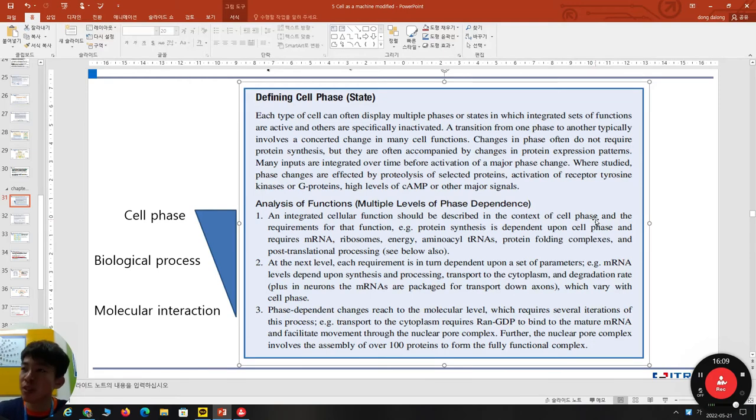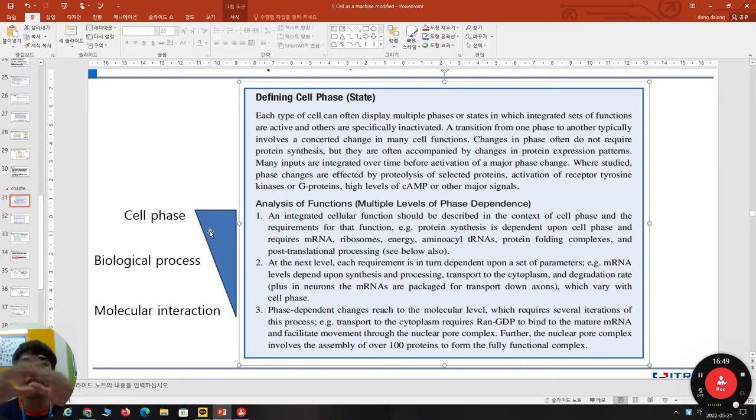Sometimes cells stop everything, sometimes they fabricate DNA, fabricate protein, do something. And the requirement for the function, protein synthesis, is dependent upon cell phase and requires mRNA, ribosome, energy, and other cellular processes. So first, we have to know whether my cell is in G0, or in G1 and ready for something. Let's say after starving the cell, you change the media to FBS, and now their cell phase is G1, right? And more homogeneously, you can analyze your cell function.